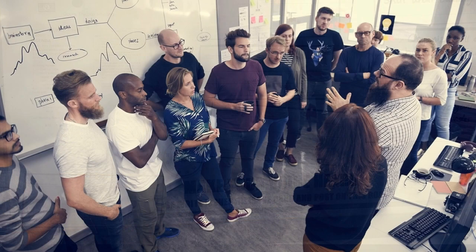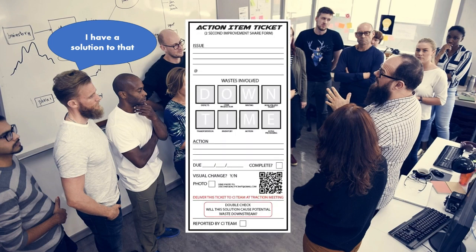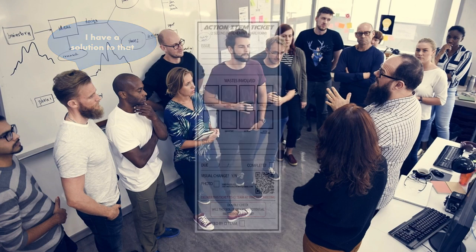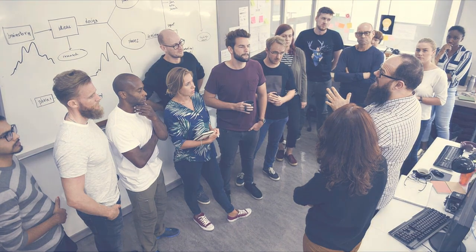The next step will be for the supervisor to bring up these issues in your weekly department meeting. If anyone has an immediate solution, they can present their idea during this time. This will trigger an action item ticket, which we will walk you through shortly. If there is not an immediate solution presented, this meeting is not the time to brainstorm a solution for the issue, and one of the following steps should be taken.